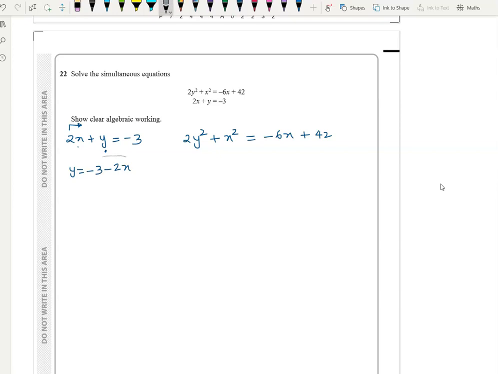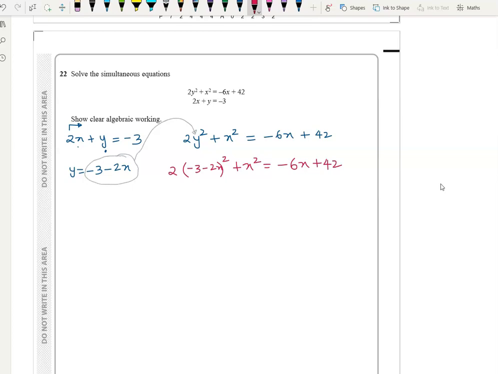Now this value of y will go in the second equation in place of y. Okay, so let's substitute. So you have 2 in place of y. We'll write minus 3 minus 2x. Rest all will be same, equal to minus 6x plus 42. Now we have an equation which has only one variable, so we'll expand the bracket, simplify and solve it.